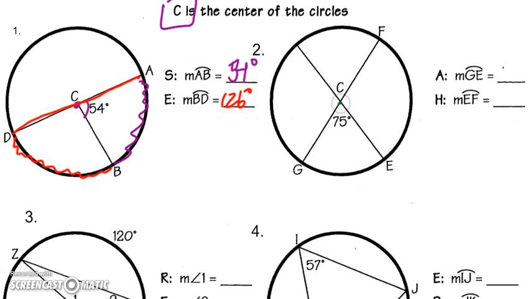Number 2, with C as the center, we can look at GE, which is the arc that corresponds to the central angle. So GE is 75 degrees. Again, EF is the rest of it, cut off by the diameter, so cutting the circle in half. Subtract it from 180, and we get 105 degrees.